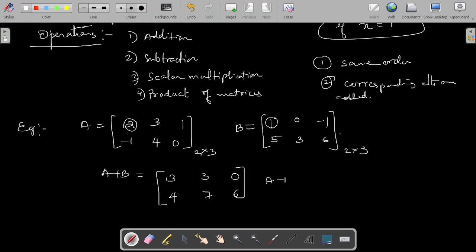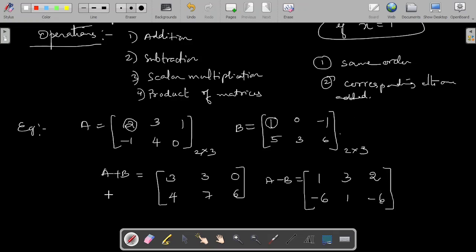Now to subtract also, they should be of same order. Yes, they are of same order. Now corresponding elements are subtracted. First with the first element, 2 minus 1, 1. Then 3 minus 0, 3. 1 minus of minus 1, that is 1 plus 1, 2. Then minus 1 minus 5, minus 6. 4 minus 3, 1. 0 minus 6, minus 6. This is A minus B.